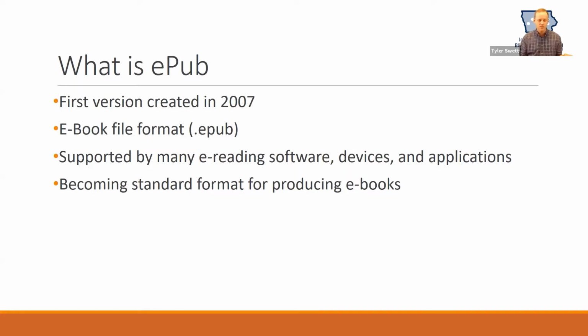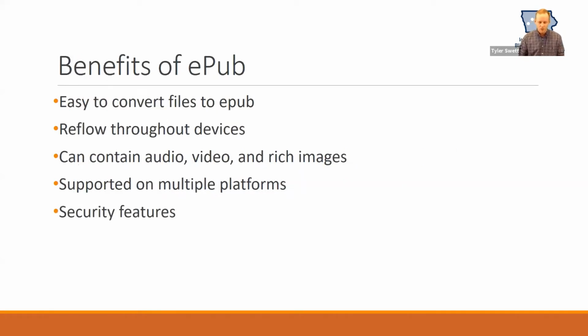So I think that's why you're seeing it become more of a standard format, with a lot of productions using ePub as their book format. When we look at the nice things about it, what it really does well is that it's really easy to turn things into ePub. There are no special tricks really. There are just a few different programs that you can use. The biggest benefit, I think, is reflow.